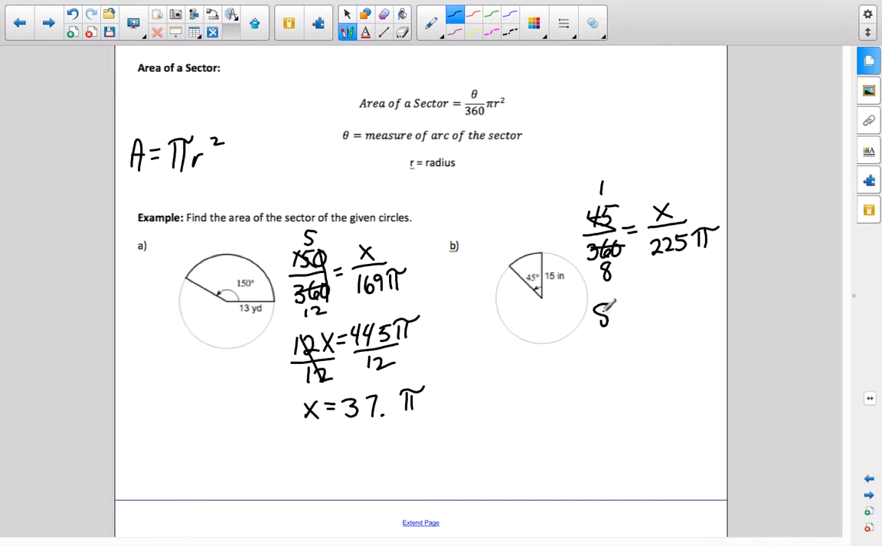So when I cross multiply, I have 8 times x equals 1 times 225 pi. Dividing both sides by 8, I can get x by itself, which is 225 pi over 8. And you can simplify that further by going ahead and dividing 225 by 8.